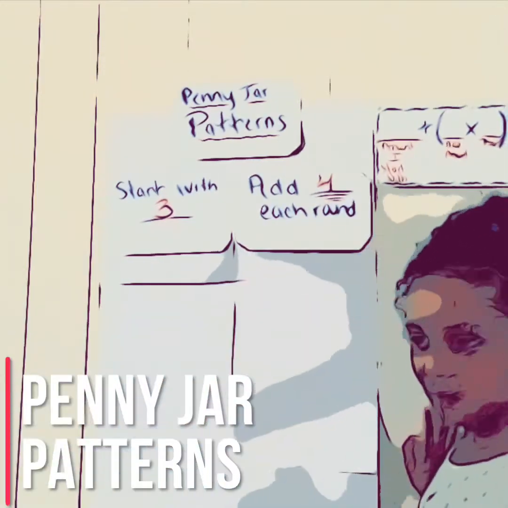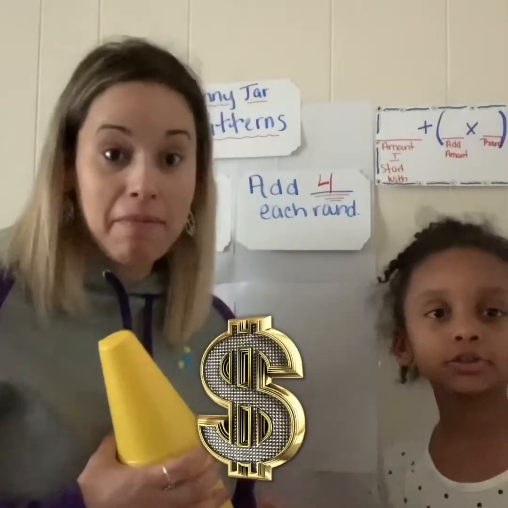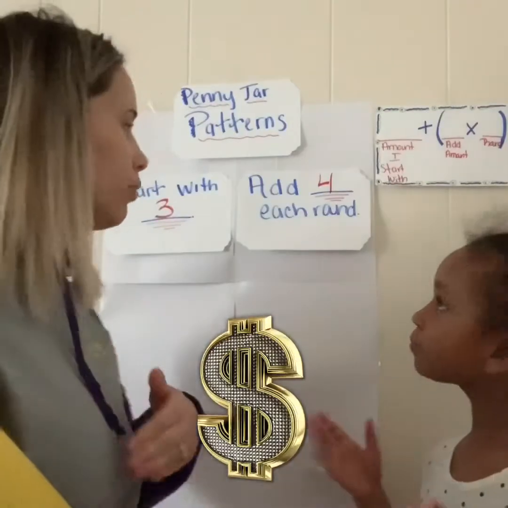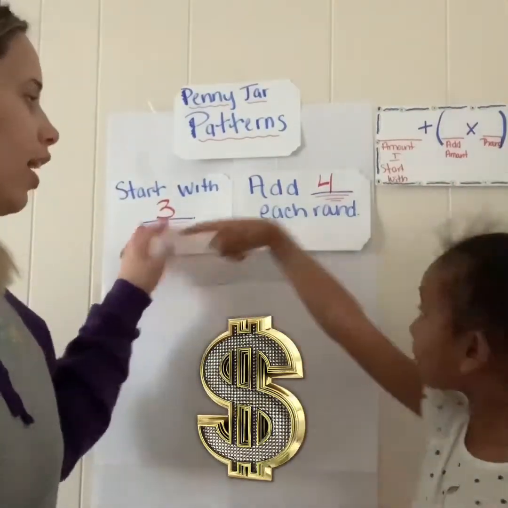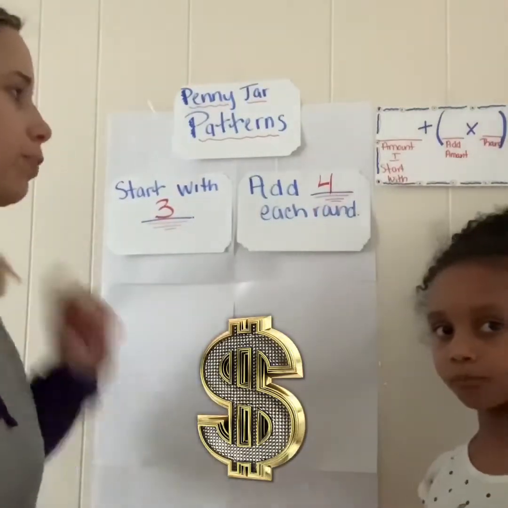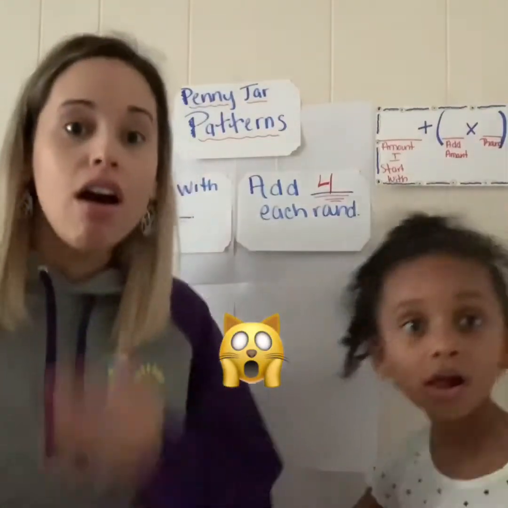Okay, so Ruby has this yellow crayon that could save all your money. So we are going to pretend like we have an amount we started with. Let's pretend like we started with 3 pennies. And then we're going to add 4 pennies for each round. And so we want to know how many pennies Ruby will have at the end of round 20.